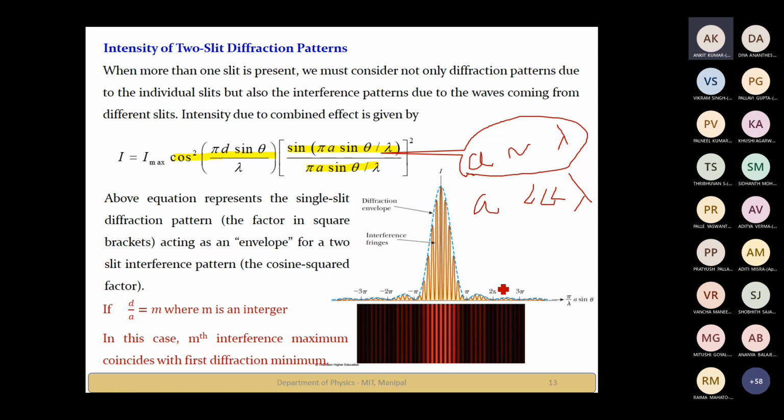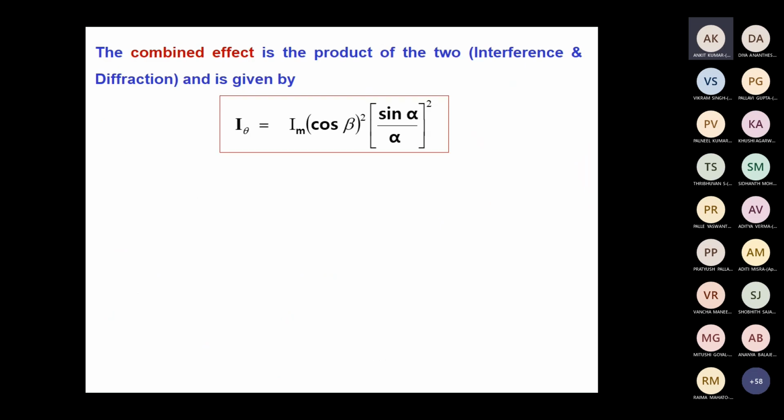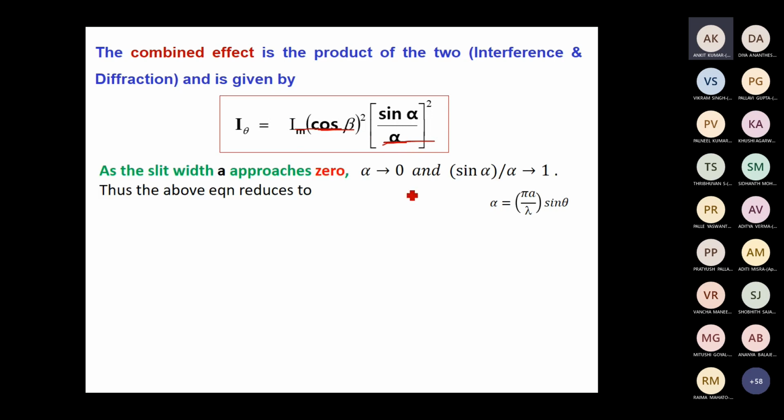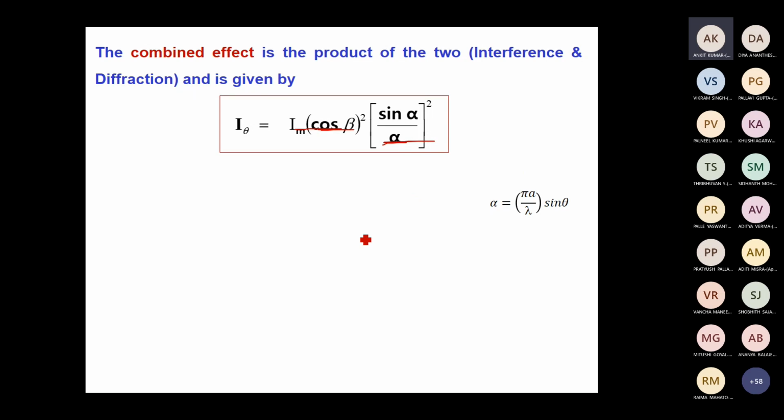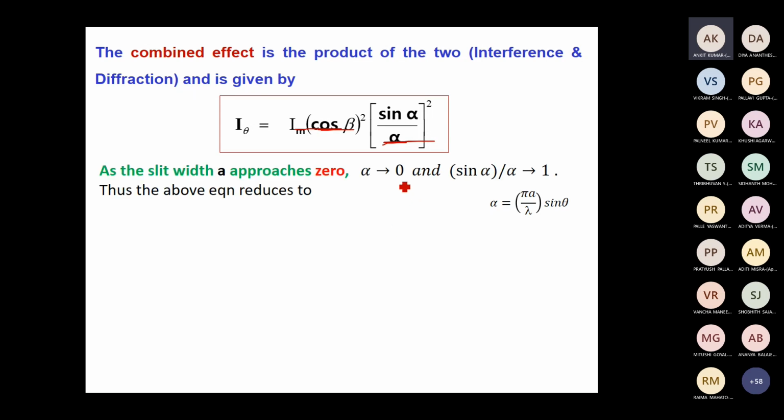So let us discuss how these patterns are obtained. The combined effect is a product of interference and diffraction. In interference, it is governed by I theta is equal to Im cos beta square. So the total is this is the interference term, and this is the diffraction term. And we will consider a case when alpha is 0.